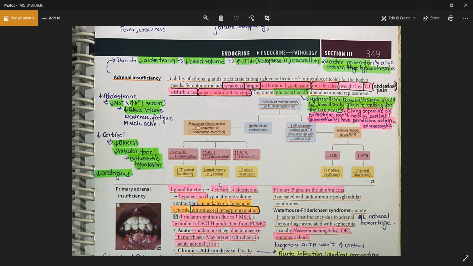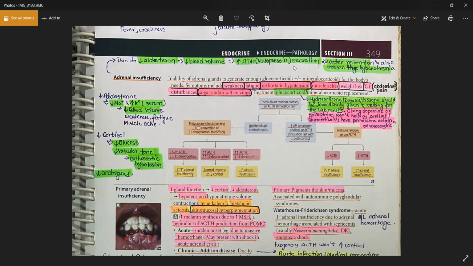One more thing: step one can ask you what is going to happen to the water retention in that case. You are already having a low aldosterone, and because of the low aldosterone, you're already having a low sodium and high potassium. Above that, because of the low blood volume, or this low osmolarity, high osmolarity, these are all the factors which can stimulate the ADH secretion. Because in case of adrenal insufficiency you're having a low blood volume, the ADH will be increased, which will cause the free water retention. And because of this free water retention, you can have a worsening hyponatremia.